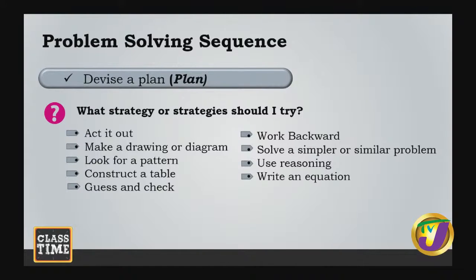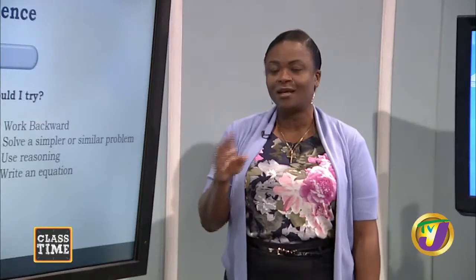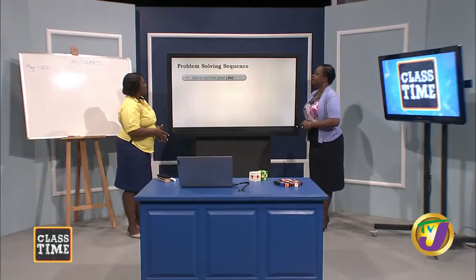That is right. So some of these are act out, make a drawing or a diagram, look for a pattern, construct a table, guess and check, work backwards, solve a simpler or similar problem, use reasoning, and write an equation. Good. And there are others, but we'll just stick to these for now. Mind you, we'll not use all of them, but they are options. It's good to have options.